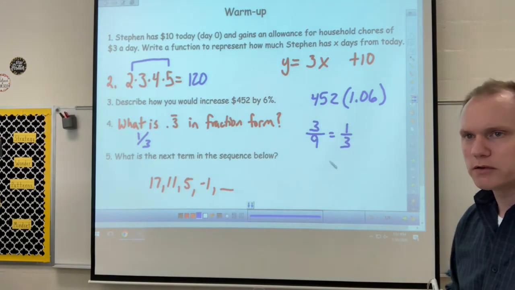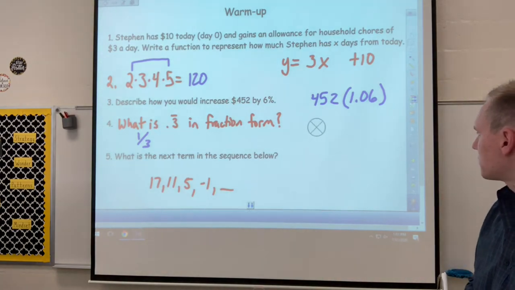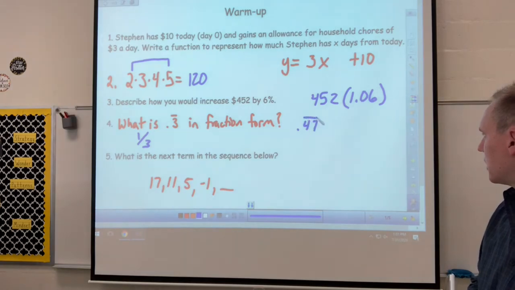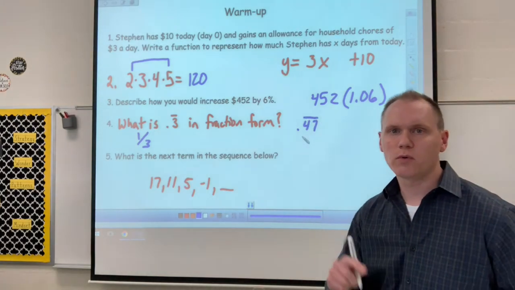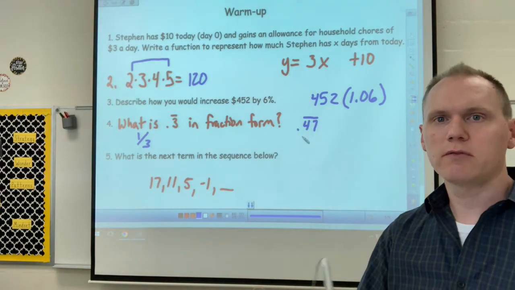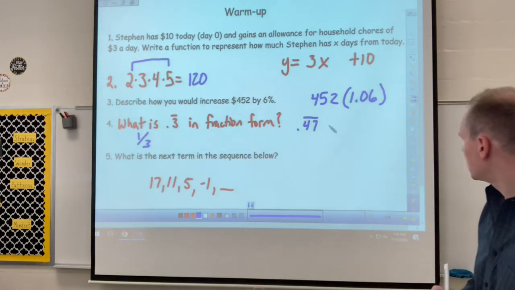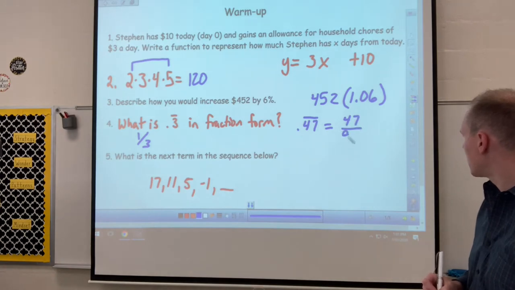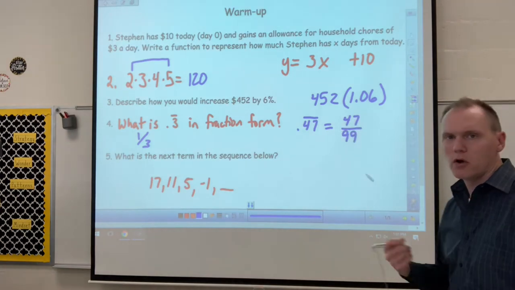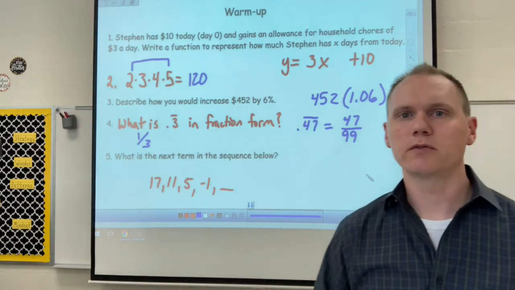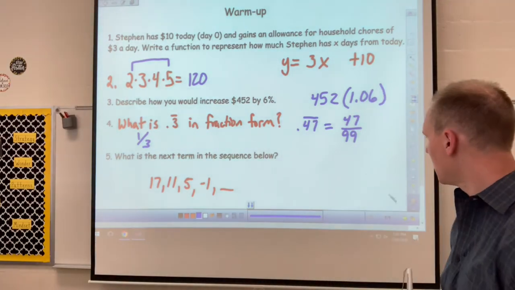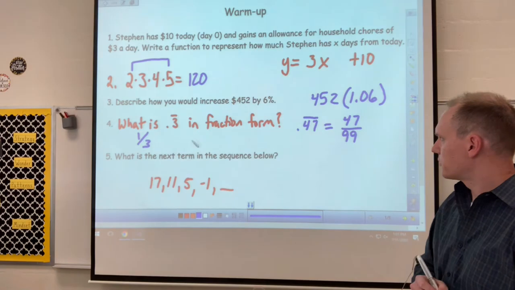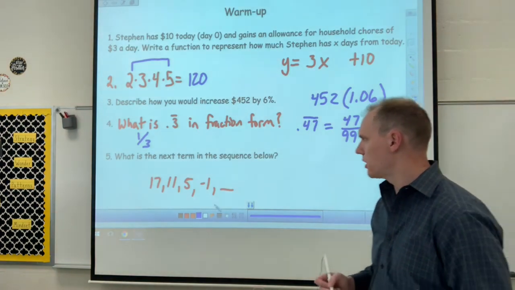So let me give you another quick example. How about 0.47 repeating? The 47 is repeating, so it's 0.474747. That's going to equal 47, again, over that many 9s, so 99. And then we could go about simplifying that fraction if we could from there. So that's an example of converting from a repeated decimal to a fraction.